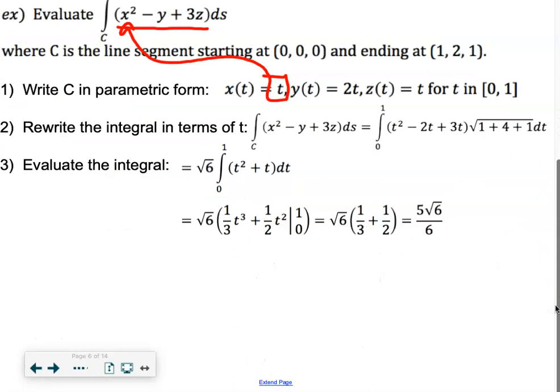So I ended with, if you clean it up and combine the terms, I got 5, 6, and 6. Okay. Good, good. Nathan, are you okay? Oh, yeah. Okay. Are we good? Yeah? Good.